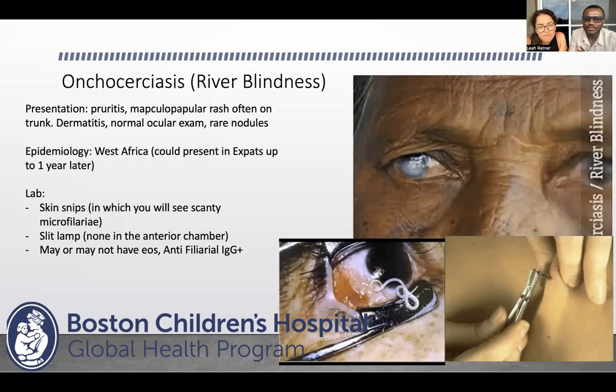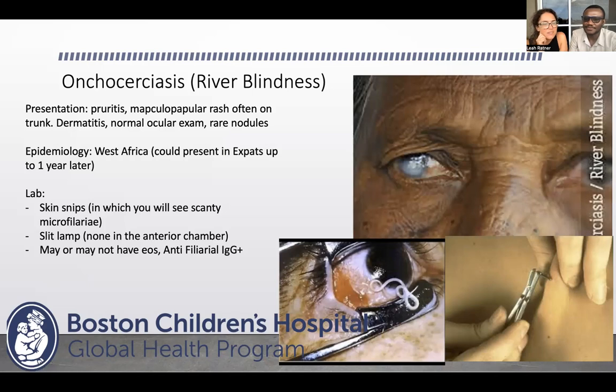You may or may not have eosinophils, and your IgG will be positive for the antifilarial antigens. As you can see on the pictures there, of the skin snip and then the worm in the eye, as well as somebody with river blindness.